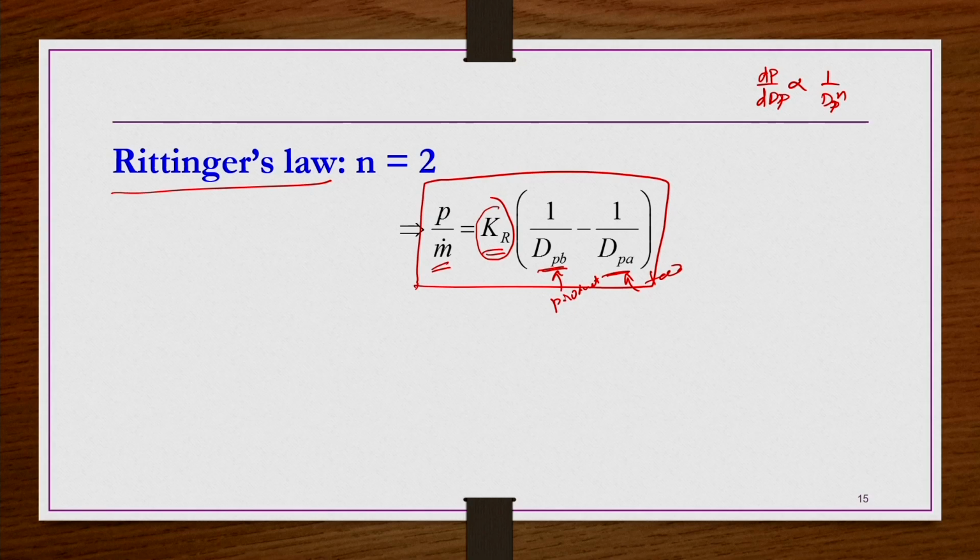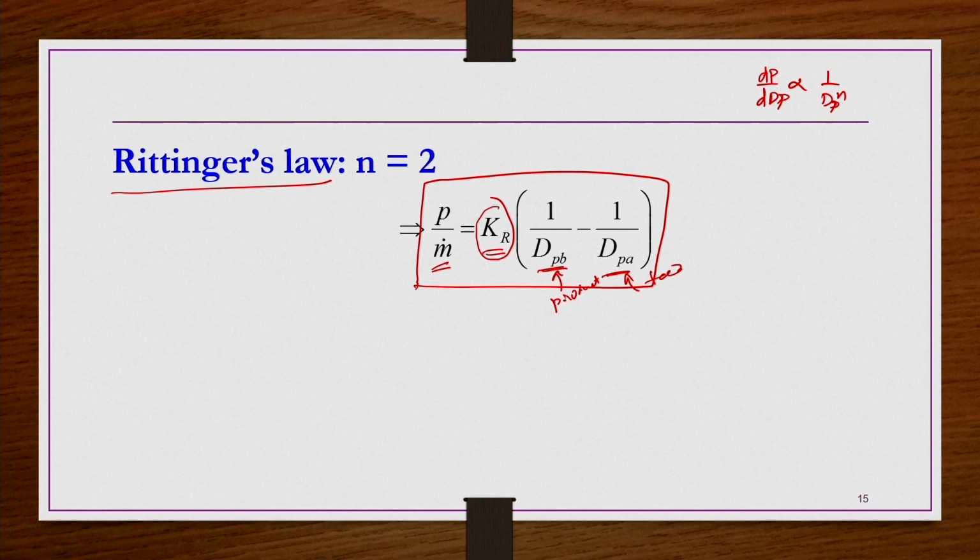Now, this equation, as long as 1 by dPb minus 1 by dPa remains the same, the power requirement is going to be the same. That is what you can understand from this equation, because for a given material and for a given equipment, Kr is a constant, right. So, as long as this 1 by dPb minus 1 by dPa remains the same, you will get the same power requirement. But that is not true.